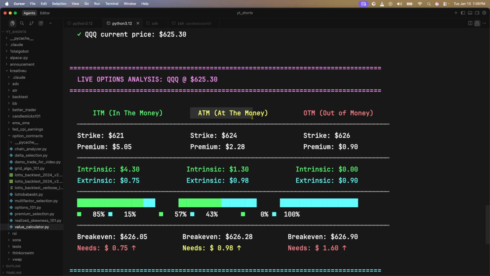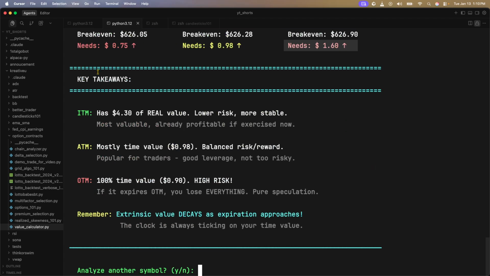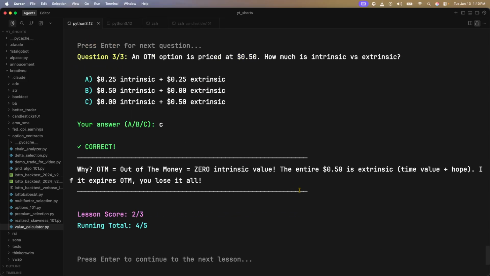An ATM, or at the money contract, is going to be a $624 strike price. It's going to cost us a little bit less, about $228. We need not that much movement, about $98, in order to break even. A 57-43 split, so it's not that bad for an ATM contract. And then the OTM contract has a strike price of $624 and a premium of $90, the lesser of the three. First one under $100, but we need so much more movement in order for it to pay off. So we understand the point here. All right, let's go back to our main lesson.